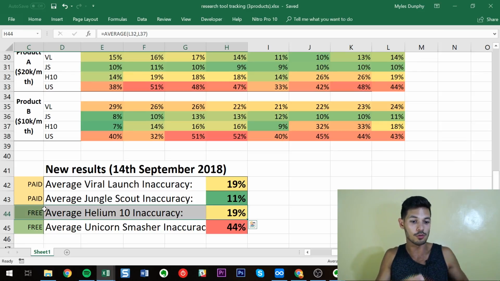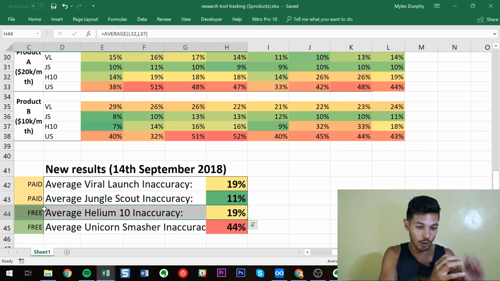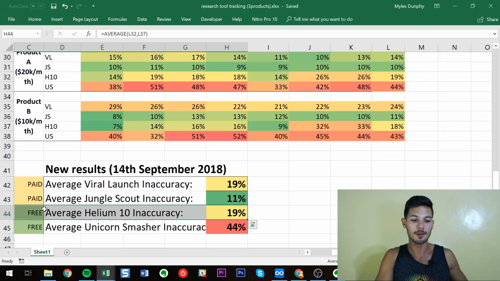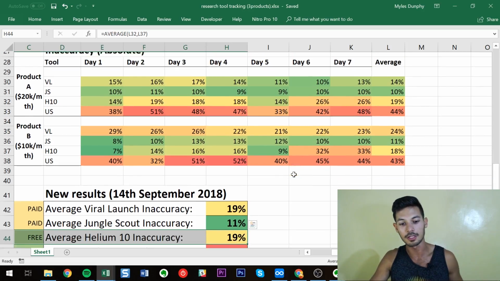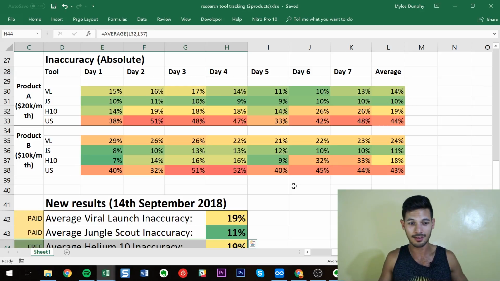What you can do if you want more security and more confidence in those numbers is get Helium 10 because it's free, and then get one of the paid ones, whether it's Viral Launch or Jungle Scout. I'm still using Viral Launch, but in terms of this accuracy, you can go with either. Then at least you have 2 data sources to compare and average out, like I've done here. You can take it one step further and get 2 tools and track the results, not over 7 days like I've done, but over 30 days or something like that, tracking it every day.